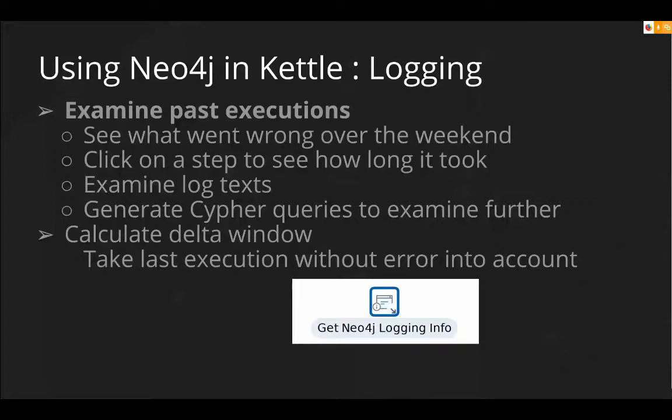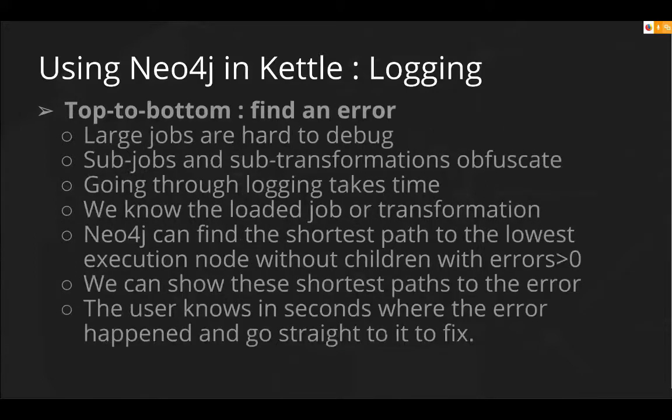But you can also calculate delta windows, and this is important for delta incremental loads into Neo4j. Suppose that you source your data from an Oracle database, for example, and you want to do an update every day. So what is the appropriate date range to get all the new changes since yesterday? Well, actually, that story is quite complicated because you need to go back 2 days if last night failed, right? And so, in general, we need to take the last execution without error into account. That problem gets solved with a dedicated step, get Neo4j logging information.